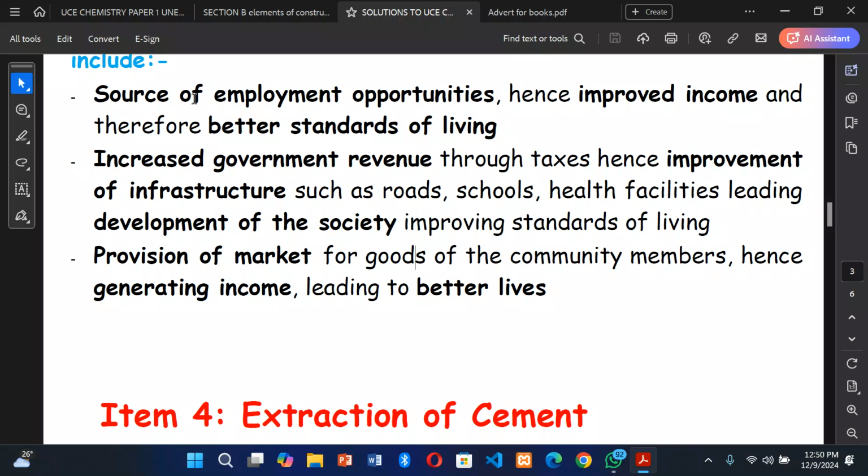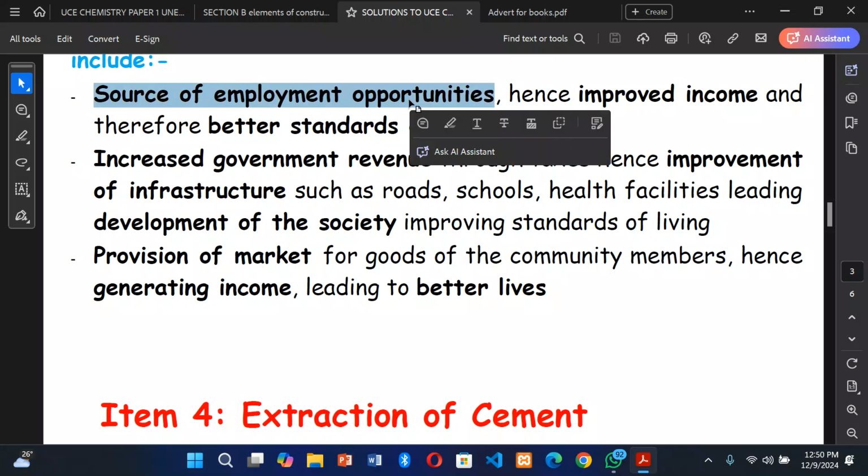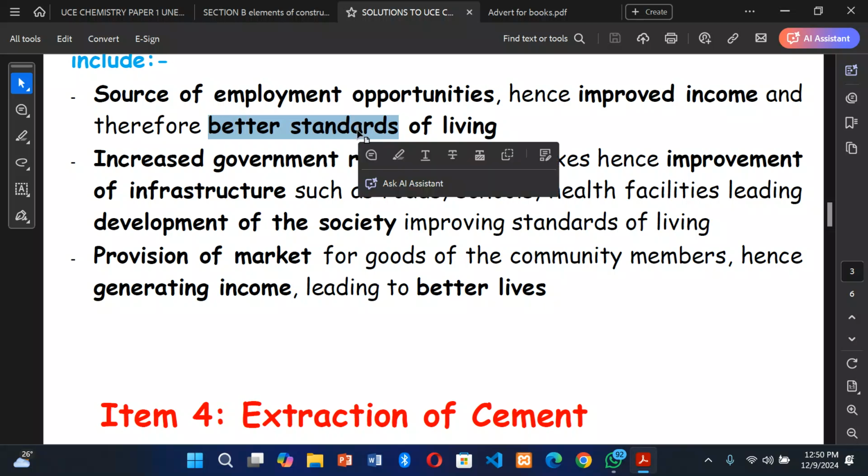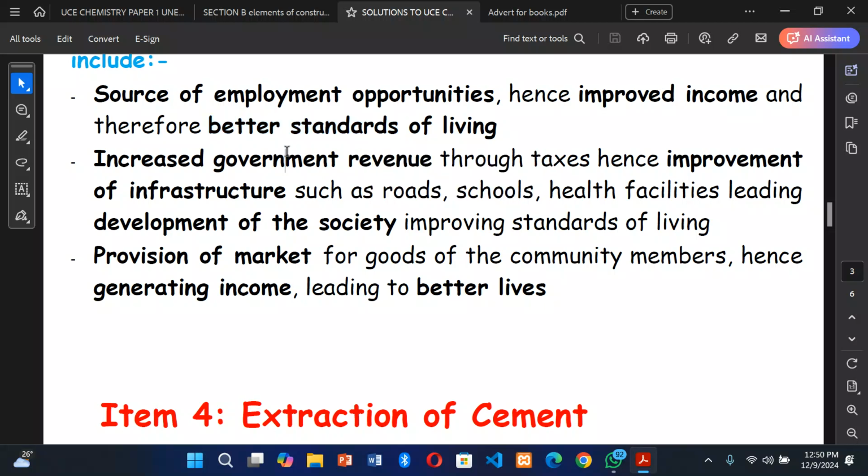So the first point, source of employment opportunity, there is a mark. Hence improved income, there is a mark. And therefore better standards of living. A very well explained point. It will give you the 3 scores. So there is a score here. There is another score there, impact. There is another score here showing the effect of the improved income. So that's how we need to frame our points so that we can get all the 3 scores.